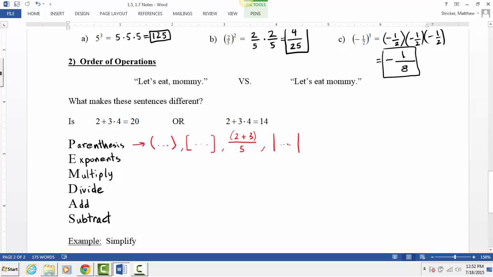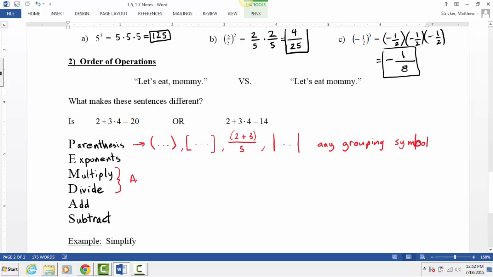That's a grouping symbol. So really any grouping symbol is what we classify in the parentheses. That's what we do first. Okay, exponents, we just talked about what those are. But multiply and divide, let's make a little note here. We have to do multiply and divide at the same level.